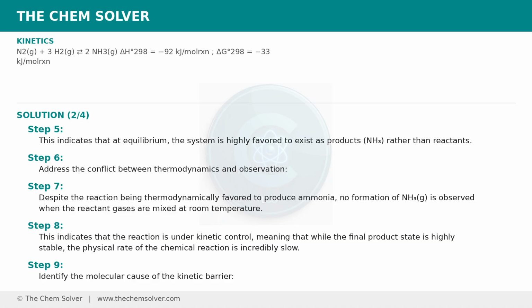Address the conflict between thermodynamics and observation. Despite the reaction being thermodynamically favored to produce ammonia, no formation of NH3 is observed when the reactant gases are mixed at room temperature. This indicates that the reaction is under kinetic control, meaning that while the final product state is highly stable, the physical rate of the chemical reaction is incredibly slow.